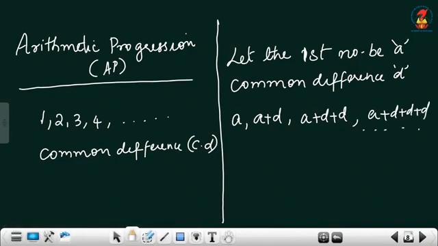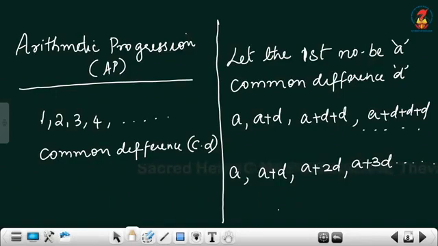So, the general form of an arithmetic progression is A, A plus D, A plus 2D, A plus 3D, etc., in which A is the first term and D is the common difference. This is the general form of an arithmetic progression.